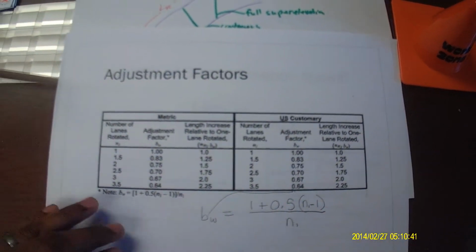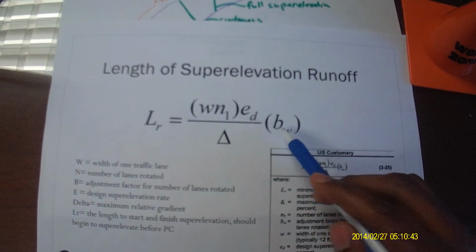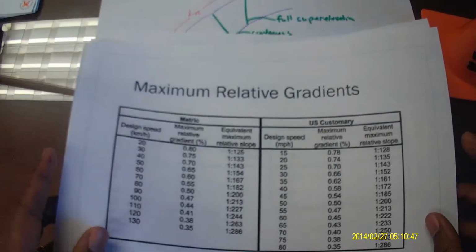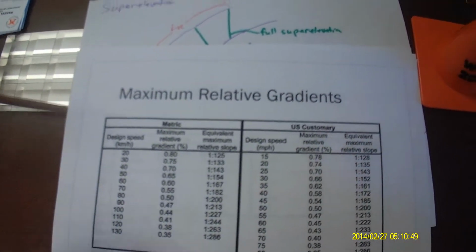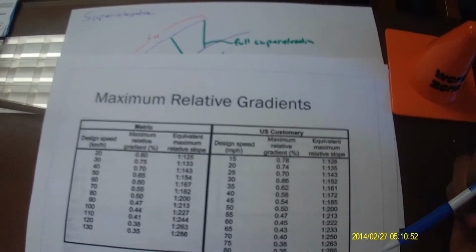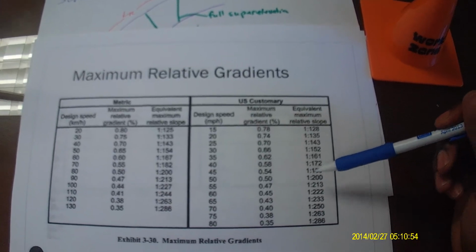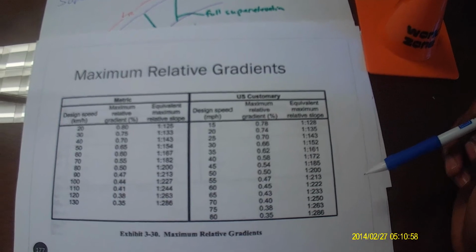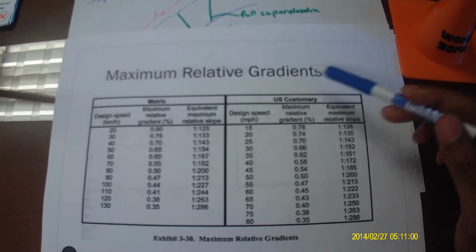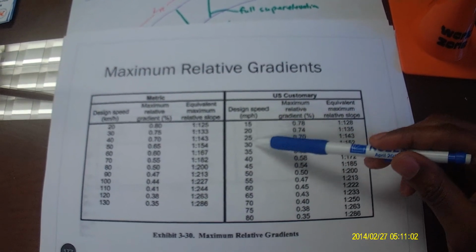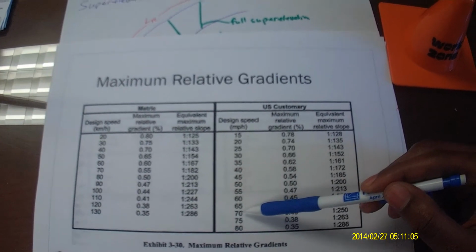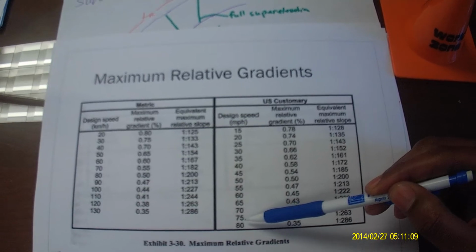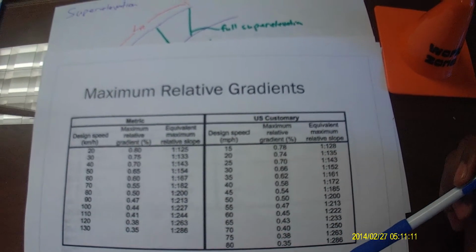Now, moving on to the relative gradient, that takes care of B sub W, adjustment factor. Let's move on to the relative gradient now. Basically that gives you an indication of the rate at which you are changing the cross slope. Okay, and you can see here, again, we're working on this right side. It's really based on the speed that you're traveling. So the rate at which you're changing it is going to really depend on how fast you're traveling.